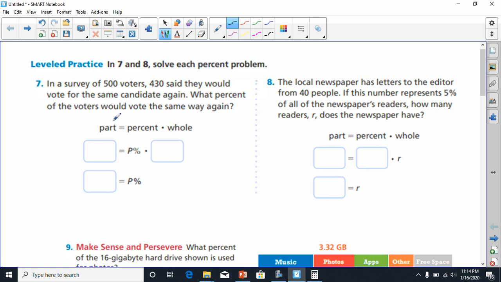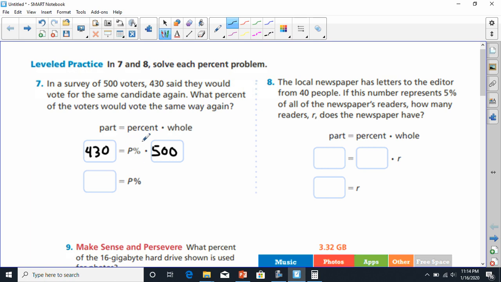Well, remember, we're dealing with the part equals the percent times the whole. The whole is 500 voters. Well, 430 would be the part. Those are the voters who said they would vote for the same candidate again. So what percent of the voters would vote the same way again? We're looking for this percent.